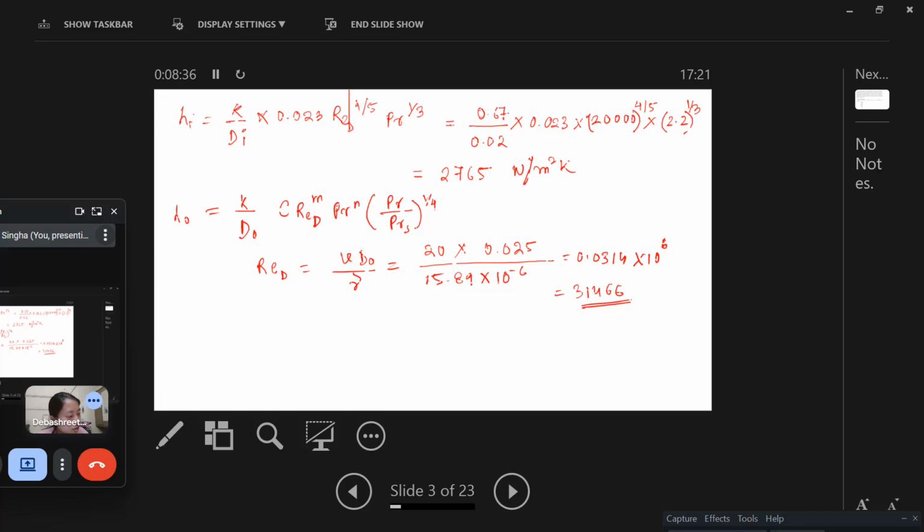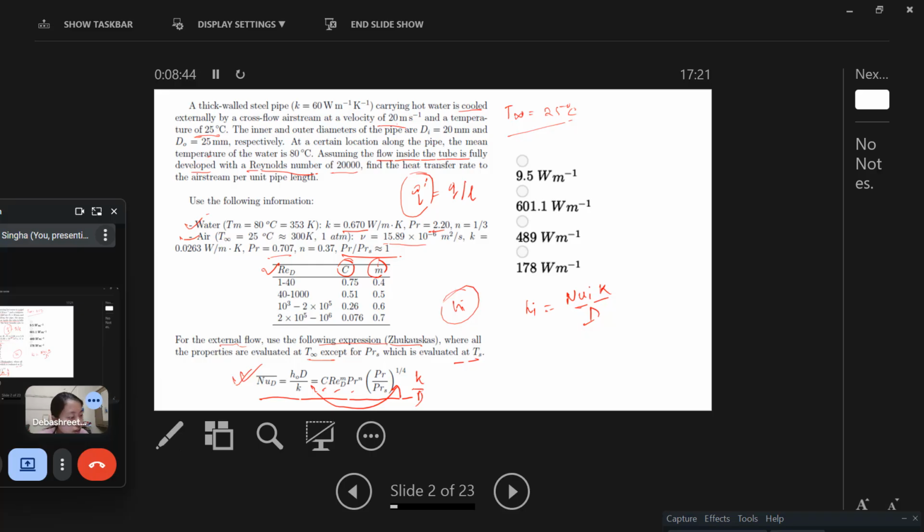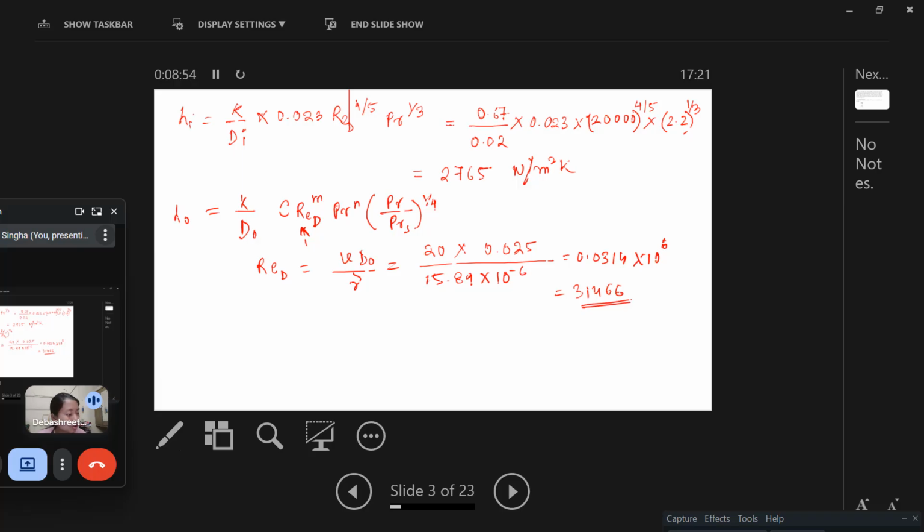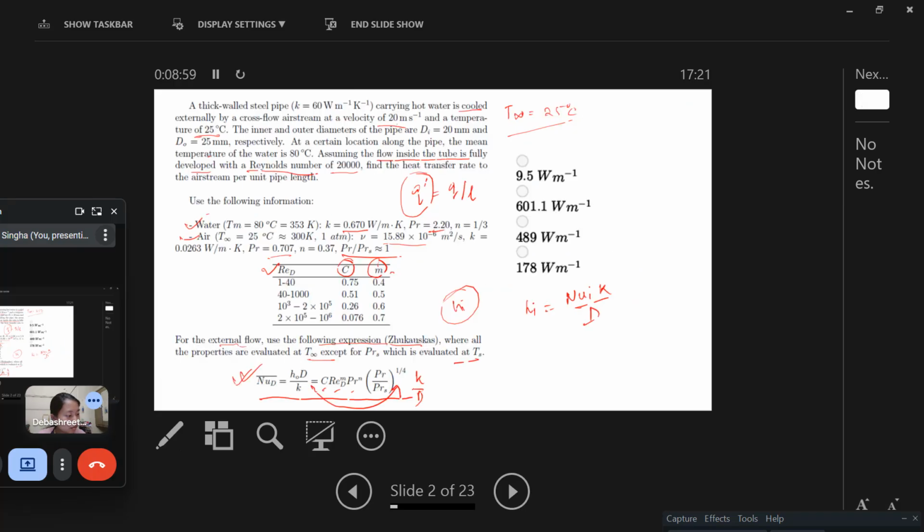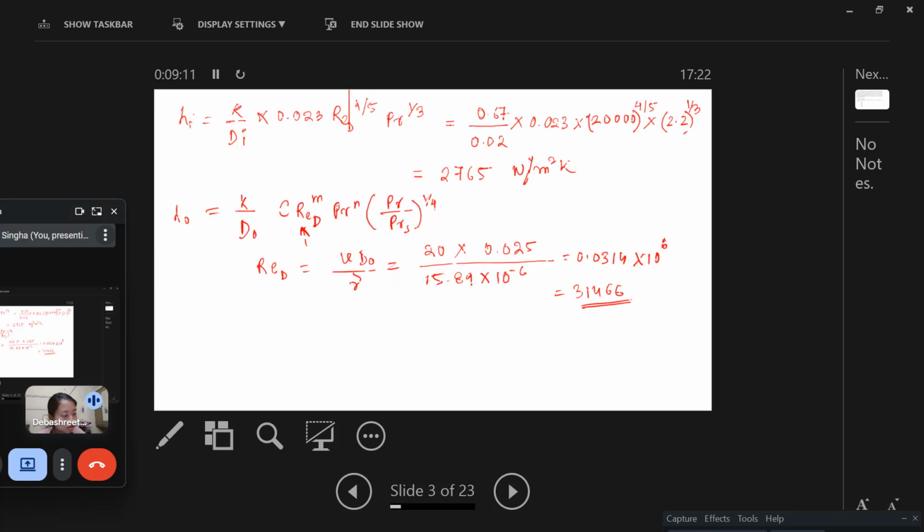So we just put this number here, and since we know the Reynolds number now, we can find out the C, and also we can find out m. So this is 3 into 10 to the power 4, you can say. So this is in this range. Okay, so C is 0.26, m is 0.6.